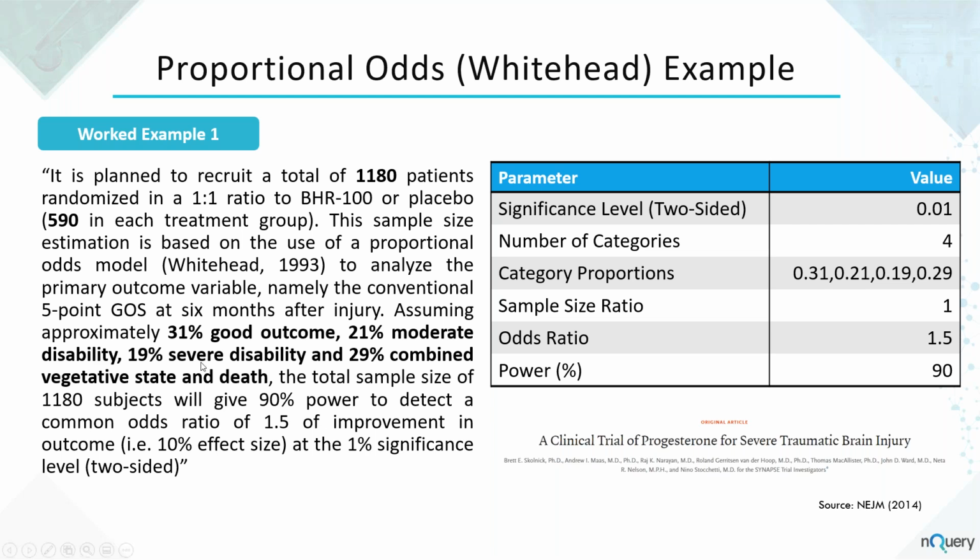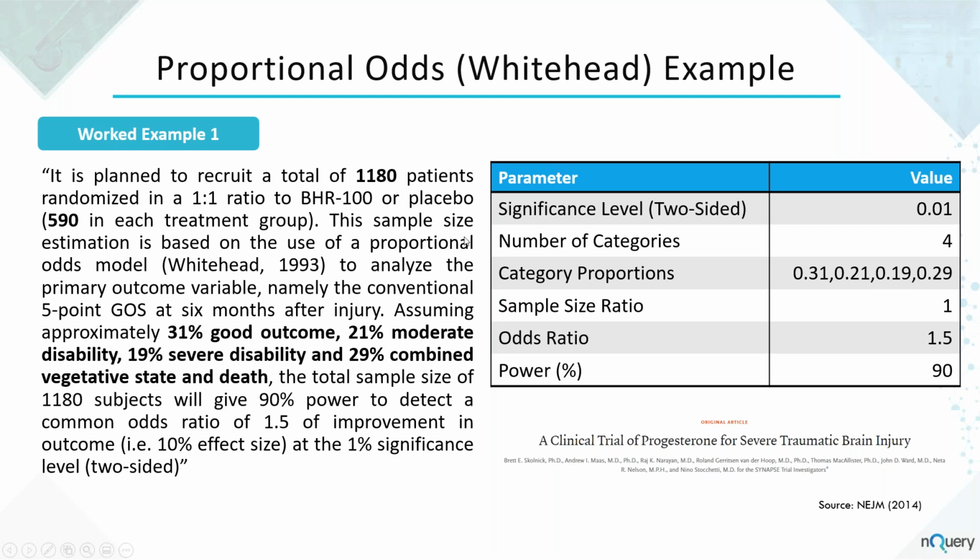And this was split up into 4 different categories. The first being a good outcome, the next being a moderate disability, the next being severe disability, and then finally they combined both vegetative states and death. So these are 4 ordinal categorical categories. And it's probably worth mentioning as well that these are ordered in the correct manner, so you have the best to worst, rather than worst to best, or least favorable to most favorable.